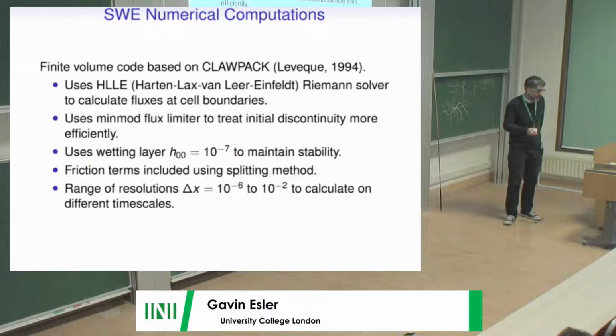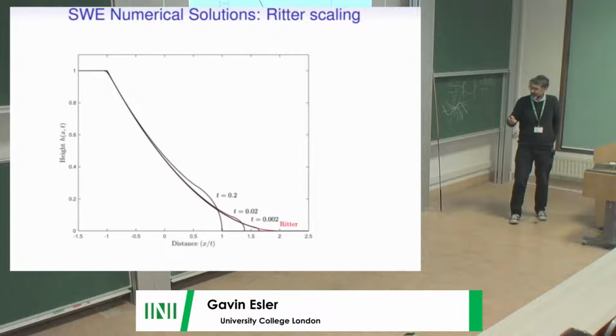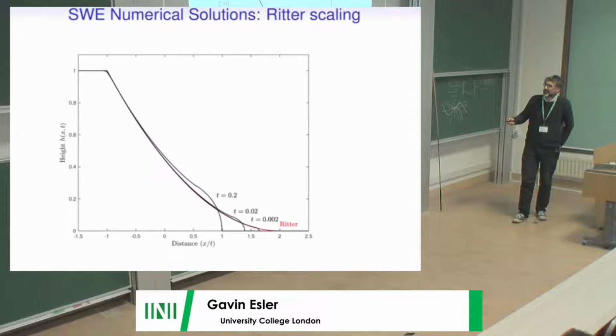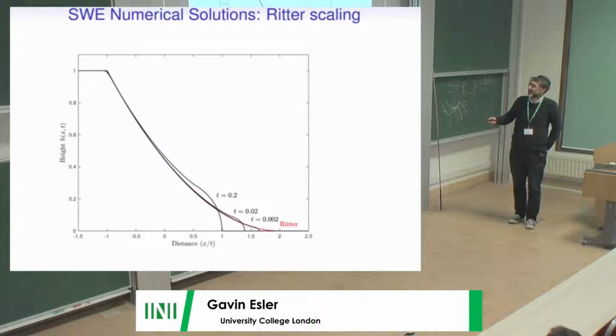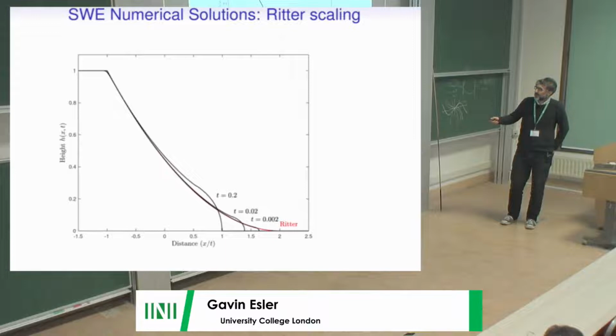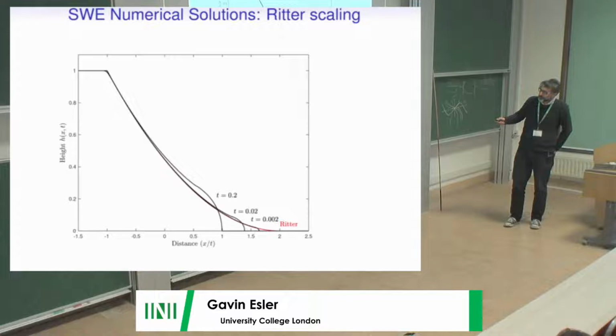So first of all, what happens if you plot the solutions from the numerical code scaled as you would scale the Ritter solution, so plotting everything as a function of x over time. Here's height as a function of x over time. Well, you see the tip caused by the friction doing kind of what you expect. The tip of the frictional dam break moves slower than the Ritter solution, and so this moves backwards in this diagram.